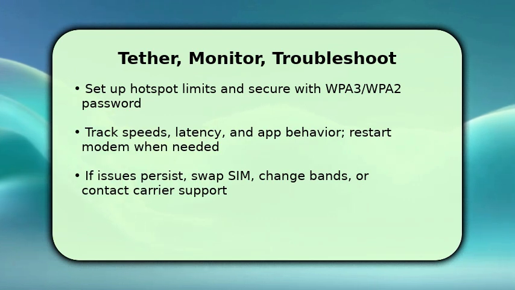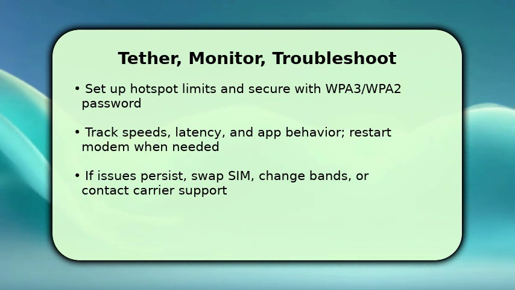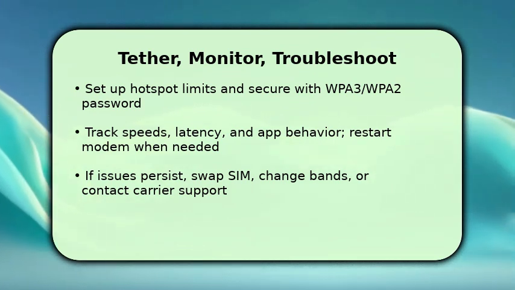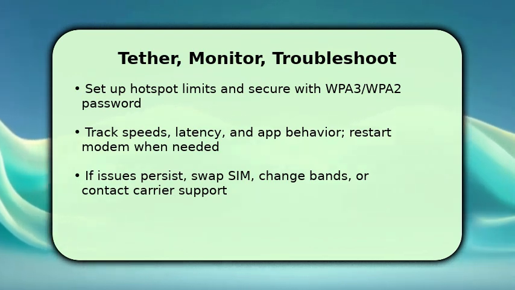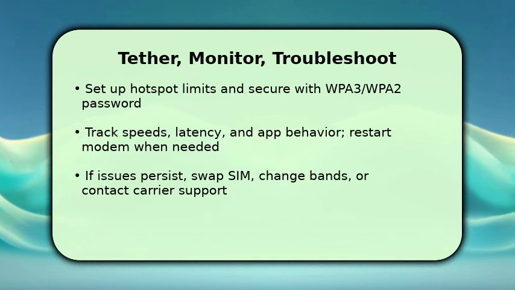These tests show whether you're on millimeter wave, mid-band, or low-band 5G and why performance varies. If things fail, try restarting the phone, reprovisioning the SIM or switching bands. And if that doesn't fix it, contact carrier support for a network-side trace.